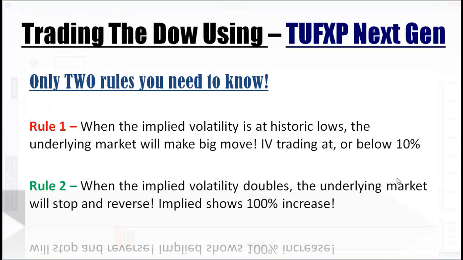And rule 2 is after the move has been made. Now this one we can actually work with. We can actually predict when the market is likely to turn around. The first one we can't. We have to react to it. But in rule 2, when the market has made that correction and that move, and the implied volatility, the cost aspect of the options, has doubled, then we can consider buying back into the market.